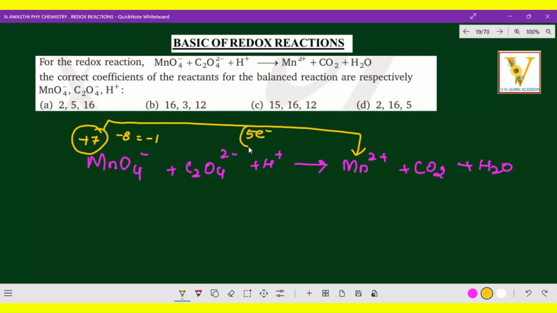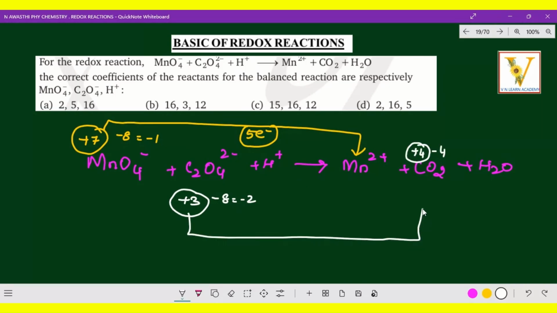Now, here the oxalate ion is C2O4 2 minus. So minus 8 plus the carbon total equals minus 2, so the carbons total plus 6, and as C2 is there, that is plus 3 per carbon. This plus 3 is converted to CO2, where oxygen is minus 4 and carbon is plus 4. So plus 3 is converted to plus 4. How many electrons are exchanged here? 1 into 2, since there are two carbons, so here 2 electrons are exchanged.